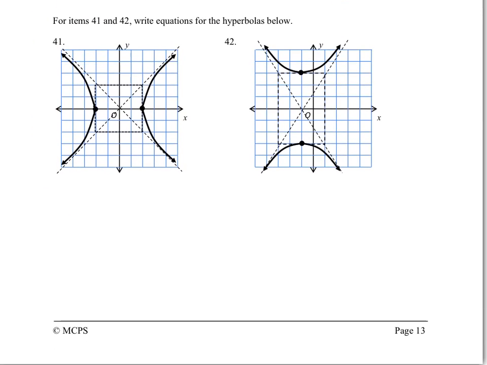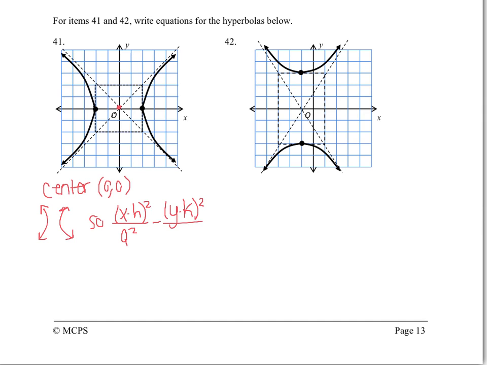For items 41 and 42, I'm going to write the equation for the hyperbola below. So the first thing you need to find is your center. My center for number 41 is going to be at 0, 0. I also know that it's a horizontal hyperbola. I can see that. So my equation is going to be, when my x comes first, x minus h squared over a squared minus y minus k squared over b squared equals 1.